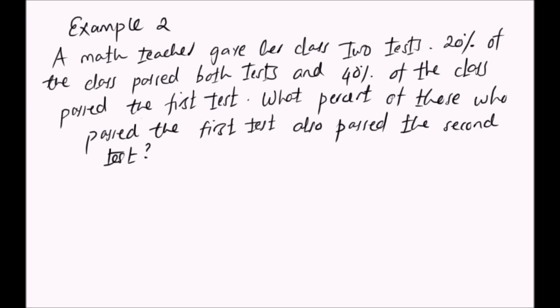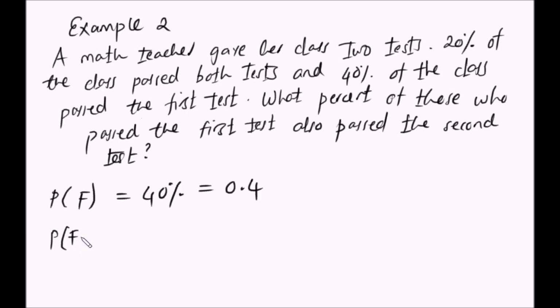Example 2 says a math teacher gave her class 2 tests. 20% of the class passed both tests and 40% of the class passed the first test. What percent of those who passed the first test also passed the second test? So there is a first test, and the probability of passing the first test is 40%. When you see a percent, know it is a probability. Remember, probability is never greater than 1 and never less than 0. Similarly, a percent is never less than 0 and never greater than 100.